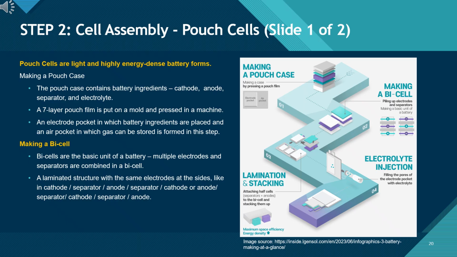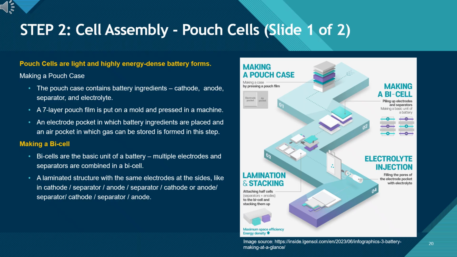Step 2. Cell assembly for pouch cells. Slide 1 of 2. Pouch cells are light and highly energy-dense battery forms. In this slide, we look more closely at how a pouch cell is built. First, in making a pouch case, a multi-layer polymer, aluminum film is pressed over a mold to create 2 pockets, one for the electrode stack and one small air pocket that can temporarily hold gas. This flexible pouch will eventually replace the rigid can used in cylindrical and prismatic cells, helping reduce weight and improve energy density.